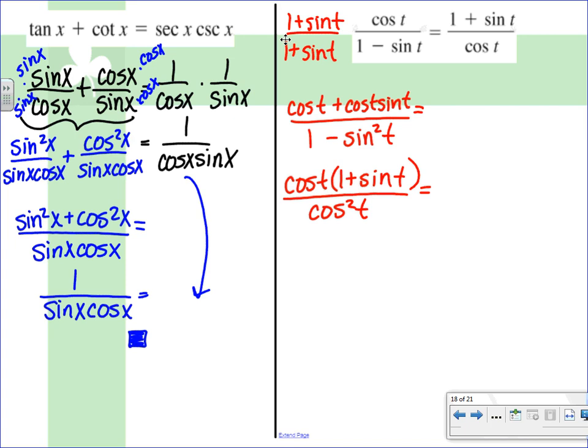And now I have a common factor of the numerator, cosine is a factor of the denominator, so one of my cosines cancels, leaving 1 plus sine t over cosine t, which is what I have on the other side, and my identity is verified.